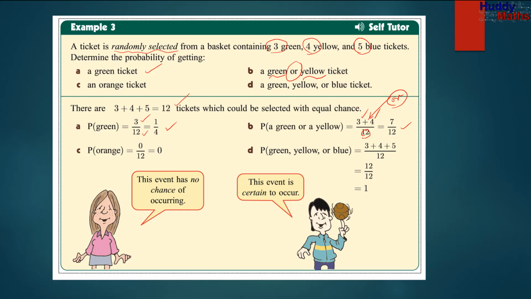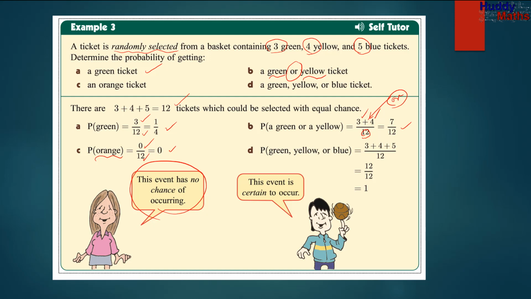You're making more possibilities. What's the probability of an orange? Well, hang on, there aren't any orange, so it's 0 out of 12, or 0. It can't occur, no chance, impossible. Not even a ticket in there which is orange.